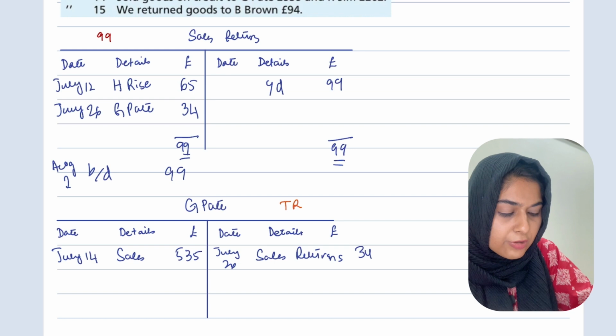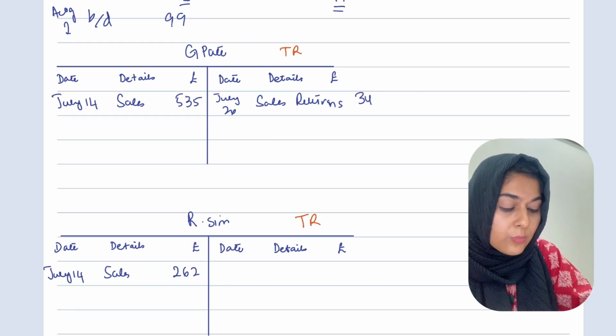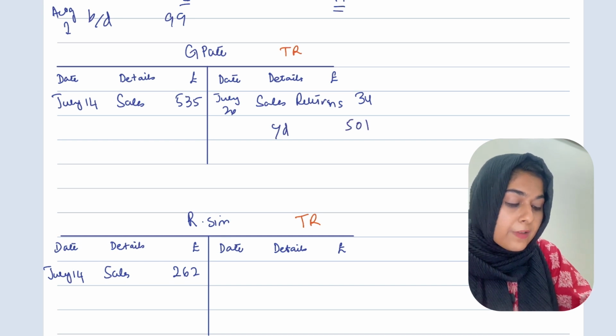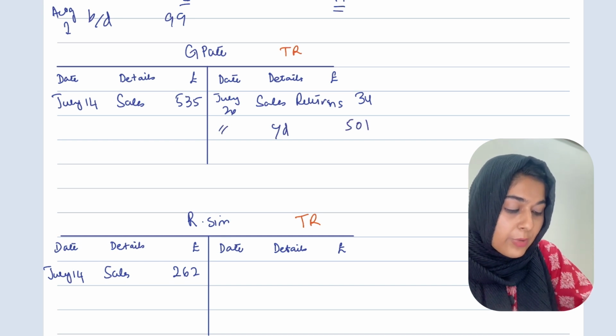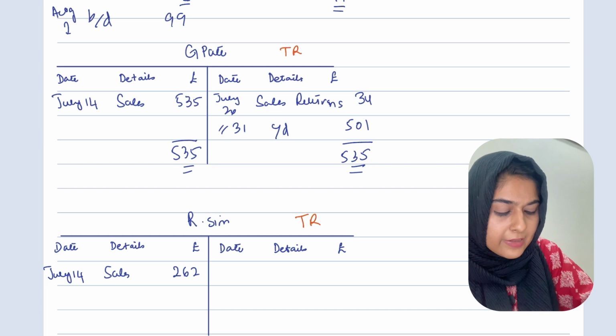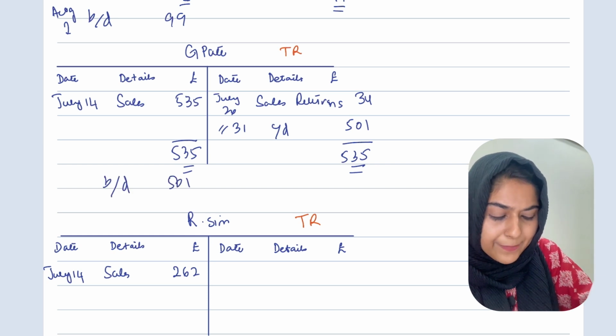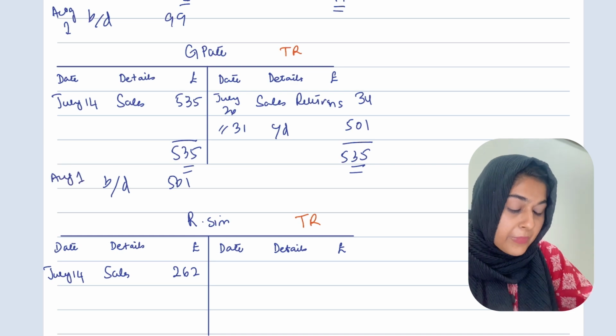Carried down will be on July 31. G Paid के अकाउंट में again what we will do is carried down will be 501. So 535 minus 34, this will be July 31. Again इसकी 535 हो जाएगा total, 535 हो जाएगा total, and then this carried down will become brought down again. So this will be 501 again. तो यहाँ पे आप लिख देंगे August 1.